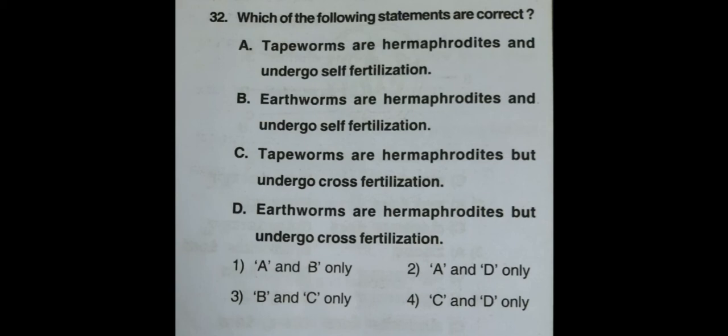Among four statements, A and D are correct. So the option second is the right answer. A and D only. Earthworms, hermaphrodites, which are so popular for cross fertilization.